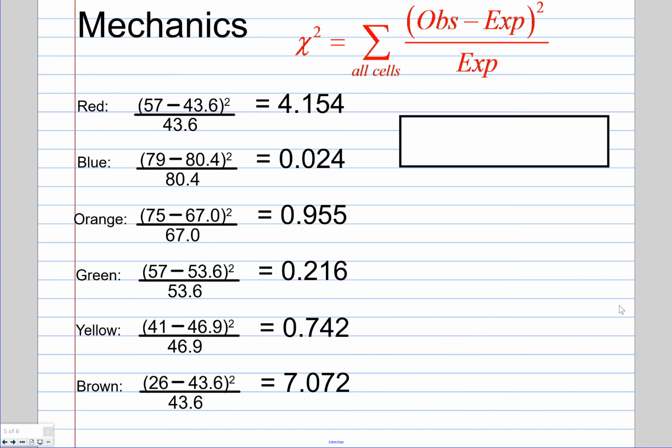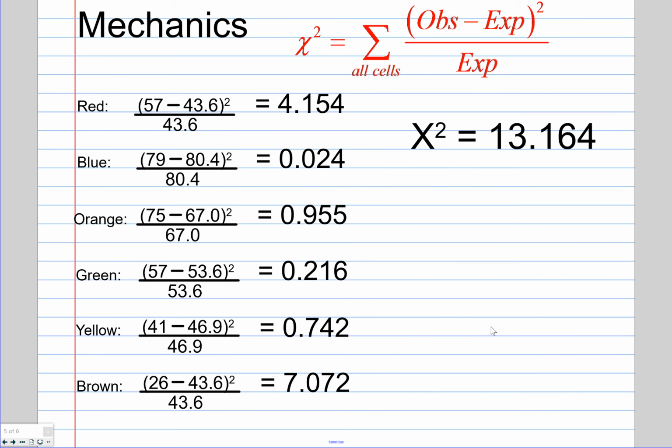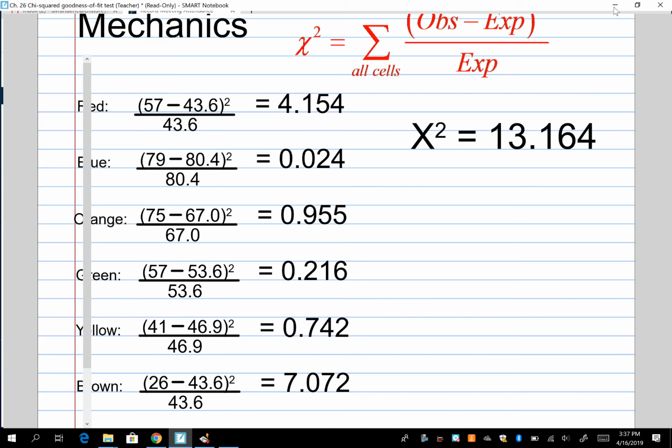All right. We ready to see what the chi-squared value is? It's just adding them all up. It's not really a mystery. Okay. I don't actually know what it is. Yes, I do. It's 13.164.